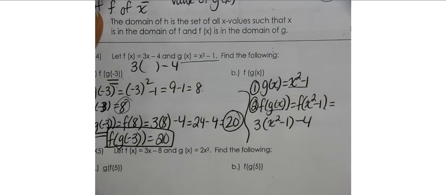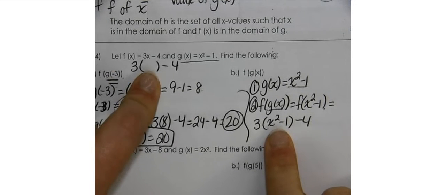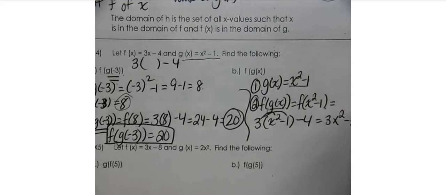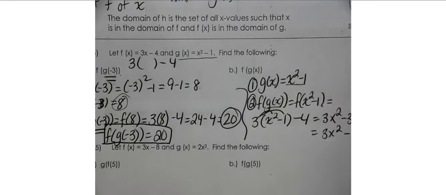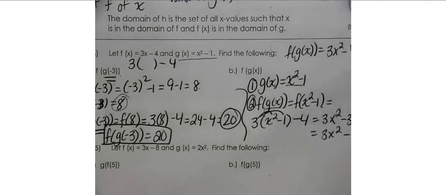So I'm going to write this as 3 times x squared minus 1, and then I'm going to subtract 4 from that value. All I did was substitute x squared minus 1 into the position where my normal x would be. Now I'm going to simplify this by using the distributive property. I have 3x squared minus 3 minus 4, and that is equal to 3x squared minus 7. Therefore, f of g of x is equal to 3x squared minus 7. And that is our answer.